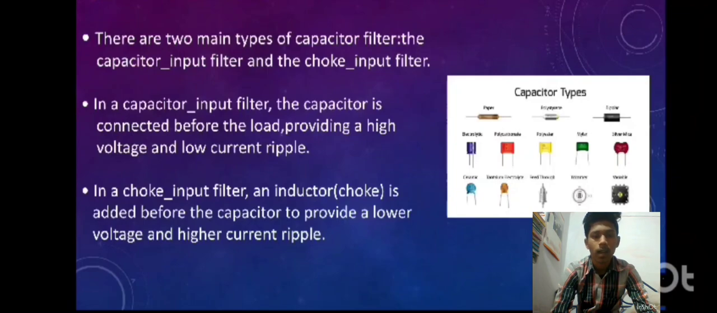In choke input filter, an inductor, it means choke, is added before the capacitor. It provides a lower voltage and higher current ripple. So in capacitor input filter, voltage is high and current ripple is low. But in choke input filter, voltage is low and the current ripple is higher.